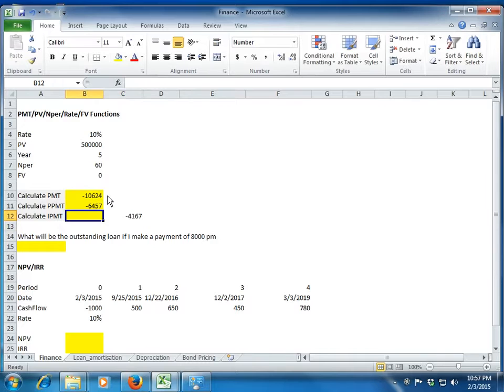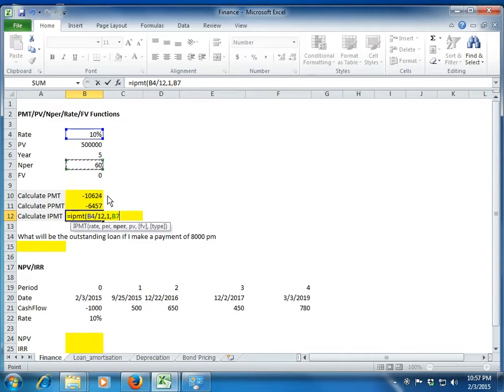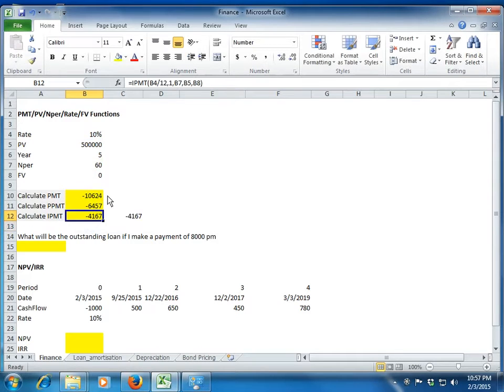Okay, just to cross verify, I also use the formula called IPMT, which works in the same manner as your PPMT. So it asks me for a rate. Okay, it asks me for a period, that is, for which period you want to calculate the interest component. It asks you for the number of periods, present value, and finally the future value. Okay, so you get 4167, exactly what we have computed otherwise.